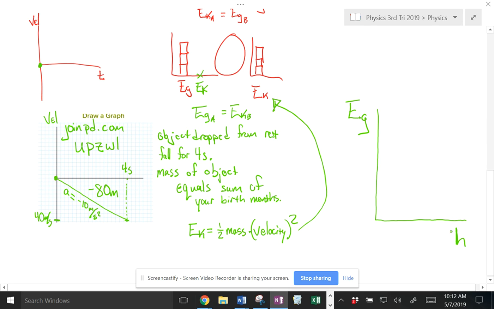So I'm going to plot this as drop height. So I'm just going to call that 80 meters. Okay? How much EG did it start out with then? How am I going to figure that out, Mr. Harding? I don't have an equation for EG. Well, the EG it started out with is the EK that it ended up with. Okay? And you can figure out the EK that it ended up with because you've got its speed and whatnot.